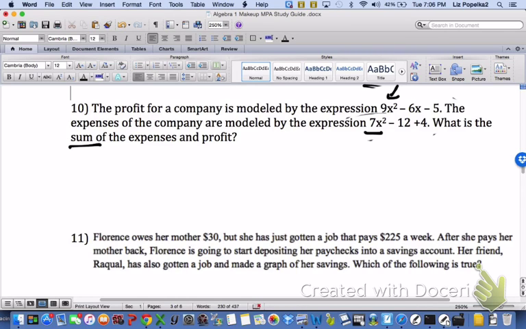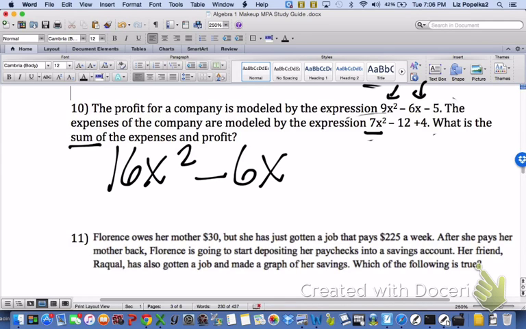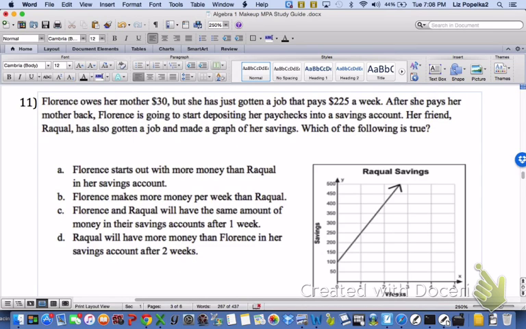So I've got a 7x squared and a 9x squared that I'm going to combine for a 16x squared. Then I've got a 6x that doesn't have anything to combine with because we don't have any other x's. We'll just leave that as a negative 6x. But then I have here a negative 5, a negative 12, and a 4, which all need to be combined, which is going to leave us with a negative 13. So your final answer is 16x squared minus 6x minus 13, because since it says sum, we're just going to add those together, which just means we're combining like terms.